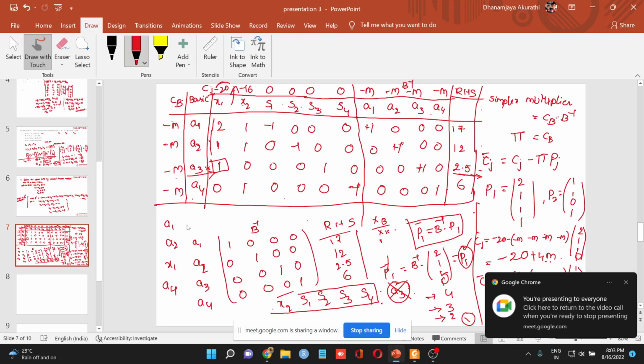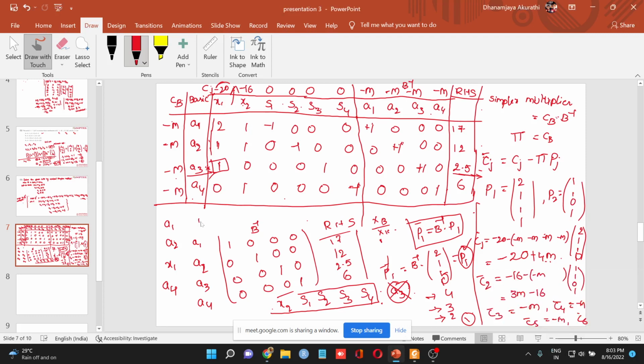Yes, ma'am. If the optimal solution contains the artificial variable, then we may say that it is a degenerate solution also. That's why in the revised simplex method we may not get that type of solution.